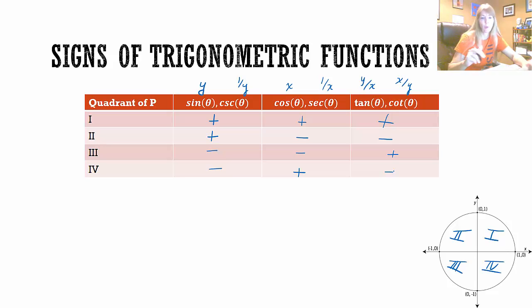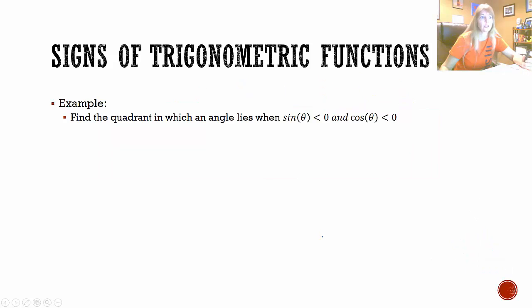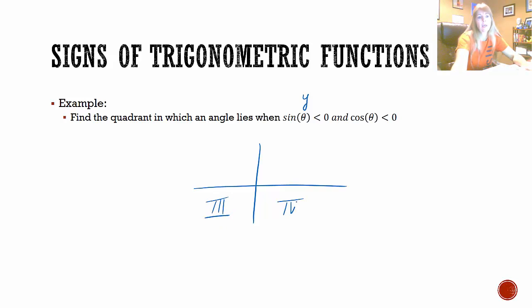Okay, this is important to be able to figure out what quadrant you're in, for one, and then to figure out the sign of the trigonometric function. So this says find the quadrant in which an angle lies when the sine of theta is less than 0 and cosine is negative. The sine is y, so that tells me I'm in that one or that one. That's the only place where y is negative. Cosine is the x, and x is negative in quadrant 3 but positive here, so my answer would be quadrant 3.